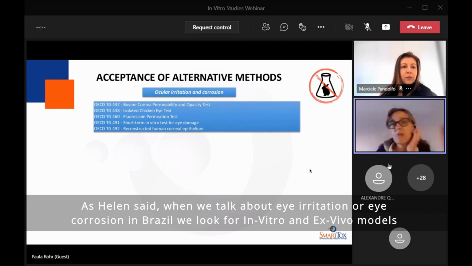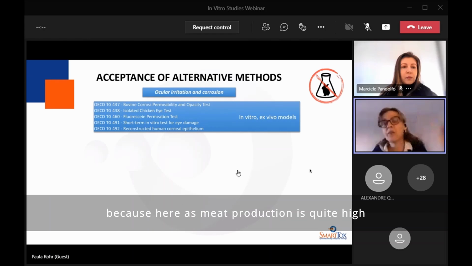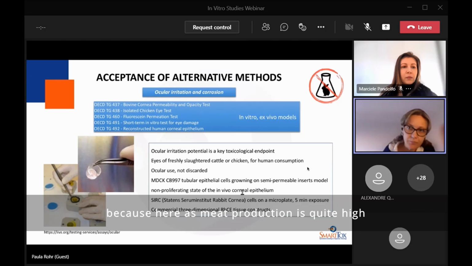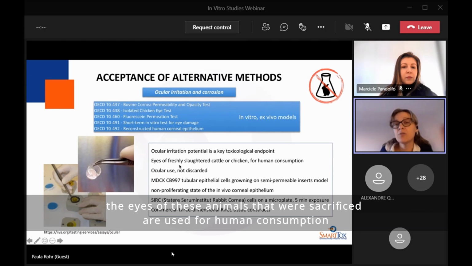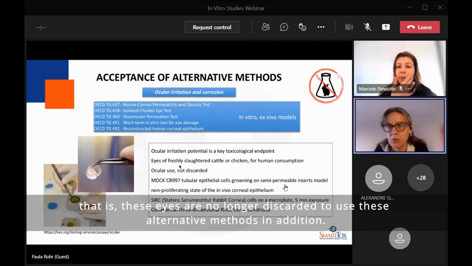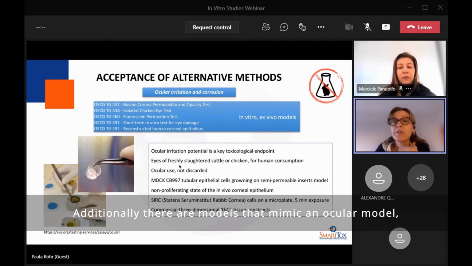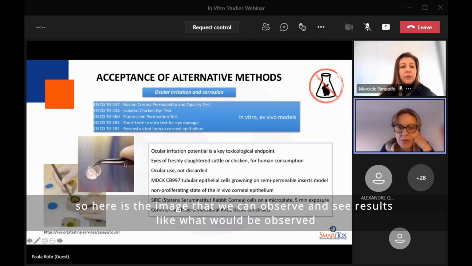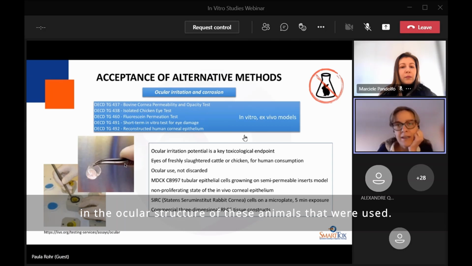Como a Ellen já falou, quando a gente fala da irritação ocular ou corrosão ocular, no Brasil se busca modelo in vitro e ex vivo, porque aqui, como a produção de carne é bastante alta, se utilizam os olhos desses animais que foram sacrificados para o consumo humano, ou seja, deixa-se de descartar esses olhos para utilização dos métodos alternativos. Além disso, há modelos que mimetizam o modelo ocular. Aqui tem imagens disso, em que a gente consegue observar resultados semelhantes ao que seria observado na estrutura ocular desses animais que foram utilizados.